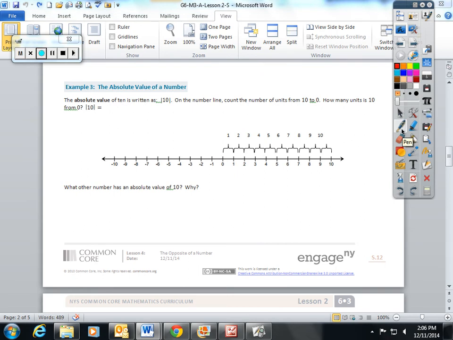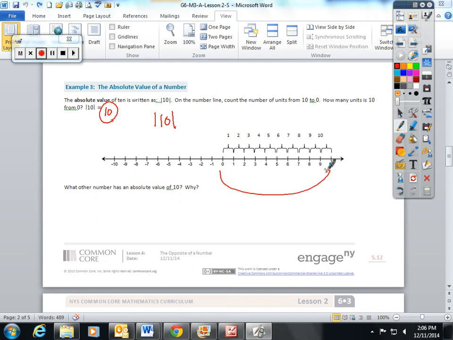The absolute value of 10 is written as the absolute value of 10. They're two straight lines. On the number line, count the number of units from 10 to 0. Okay, there are 1, 2, 3, 4, 5, 6, 7, 8, 9, 10 units from 0 to 10. How many units is 10 from 0? That is what absolute value is. The absolute value of 10 is 10, because 10 is 10 units away from 0.